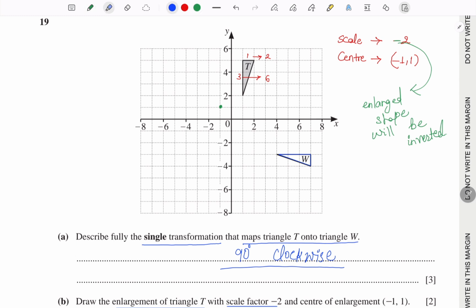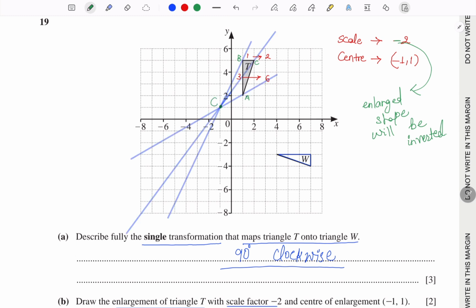First step should be naming all the vertices of this triangle. Let's call this A, this one B, and this one C. Now we will have to join these vertices to the center of enlargement and draw a line. Let's see how we can do this.